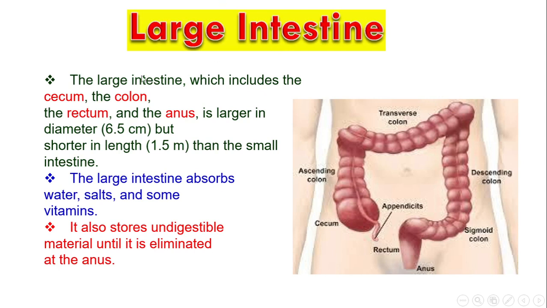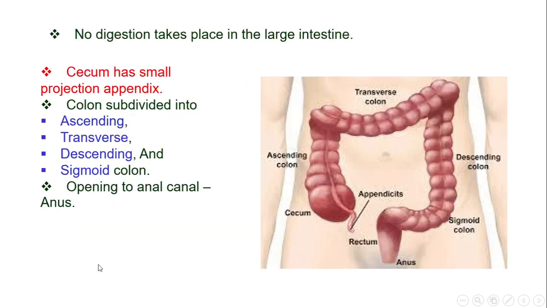Large intestine. The large intestine includes the cecum, the colon, the rectum and the anus. It is larger in diameter, 6.5 centimeters, but shorter in length, 1.5 meters, than the small intestine. The large intestine absorbs water, salts, and some vitamins. It also stores undigestible materials until they are eliminated at the anus. No digestion takes place in the large intestine.